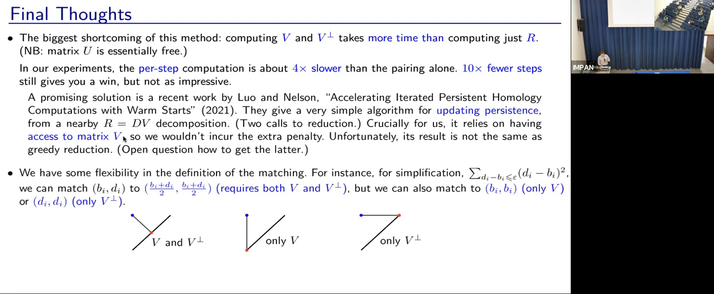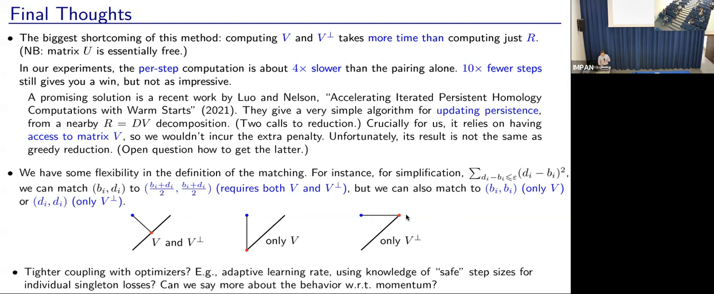The second observation I wanted to point out is that knowing about this V and V bot, you have some flexibility in how you define your matching. For example, if you wanted to push the point to the diagonal, I just showed this situation, right, where you match the point to the closest point on the diagonal. But of course, instead of going to the average, you could have gone to birth comma birth, or you could have gone to death comma death. If you go to birth birth, you only need matrix V because you're only decreasing the death value. In the other situation, you only need matrix V bot, so you get a lot of room to play with. Which is also something that you can take into account when designing what you're doing.